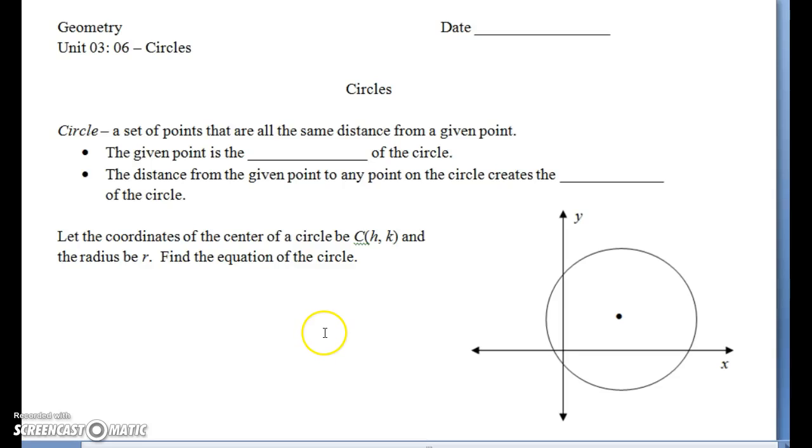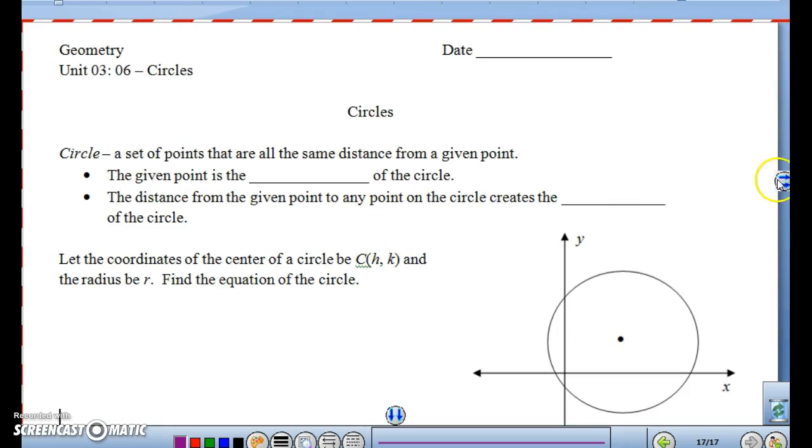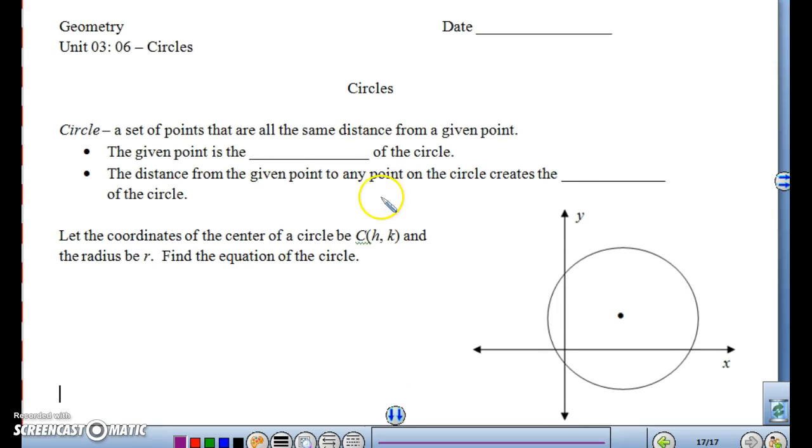This is Geometry Unit 3, Lesson 6 on circles. By definition, a circle is a set of points that are all the same distance from a given point. Now, when you're doing a circle, the given point is actually the center of the circle. So if I draw my point there, that is the center of the circle.